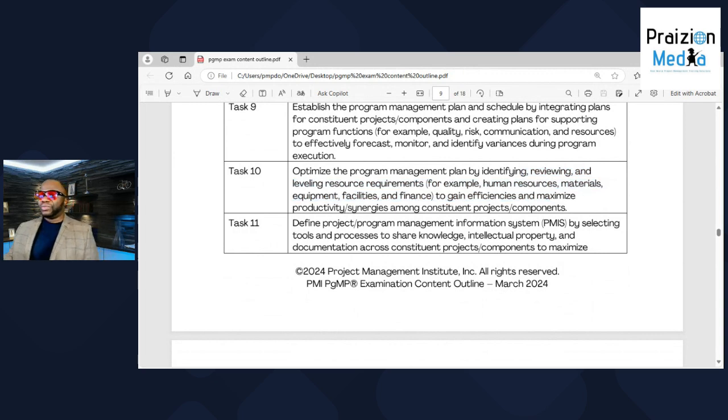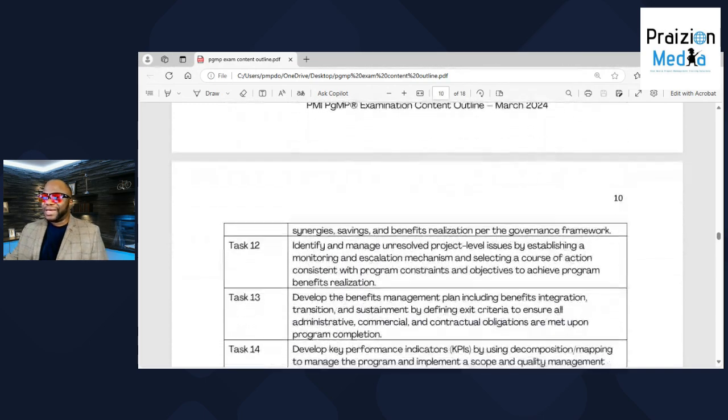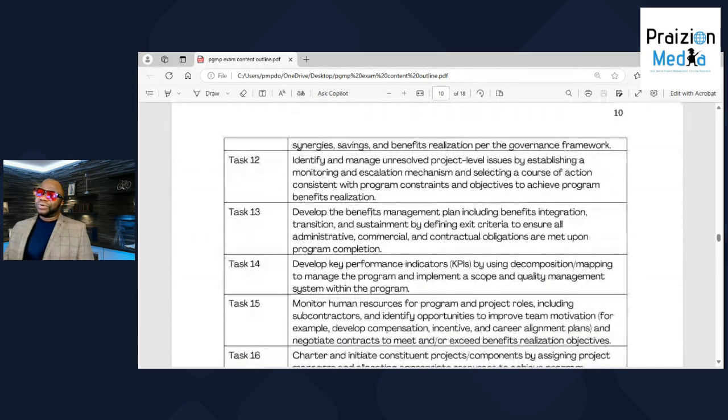For example, human resources, materials, equipment. And honestly, this is something that you cannot ask the AI to do for you. Definitely not at this point. It's not something that you should even attempt doing automated. You should look under the hood and ensure you understand the dynamics of resources in the firm. So you might need to do some leveling physically. Number 11, define the program management information system, the PMIS, that is going to be used, or PMISs.